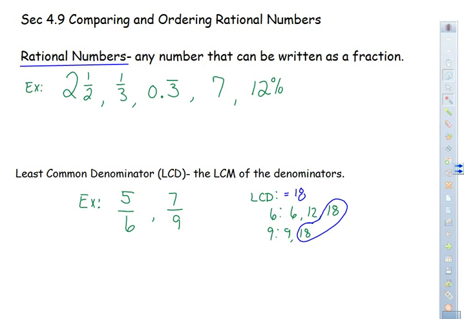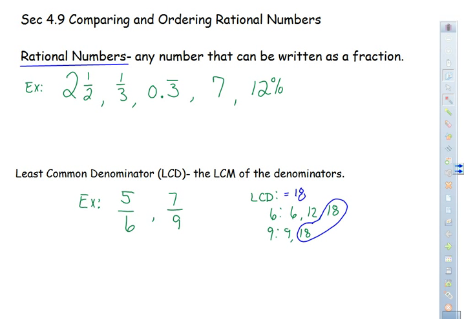We are on section 4.9, comparing and ordering rational numbers. So the question is, what is a rational number? Well, first of all, before we answer that, go ahead and hit pause and you can copy this information down. So go ahead and do that first.